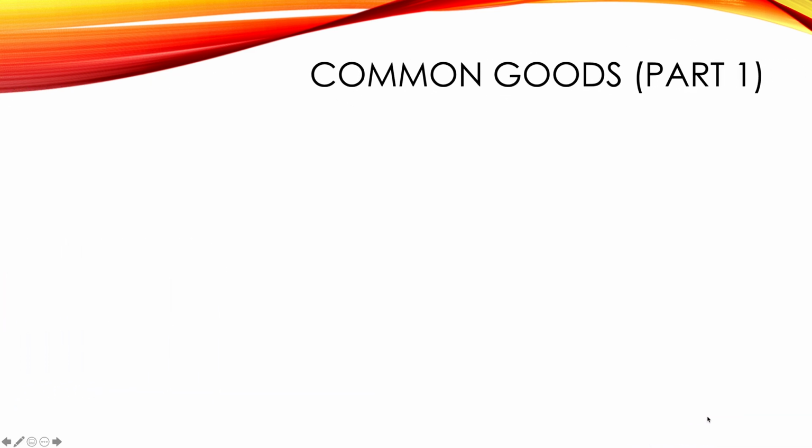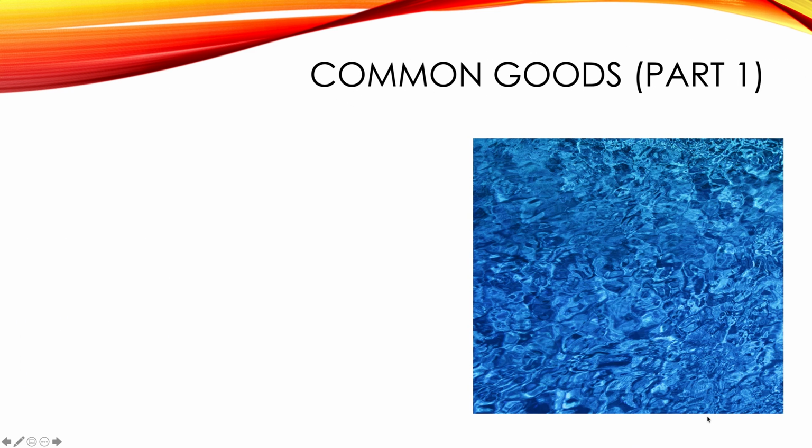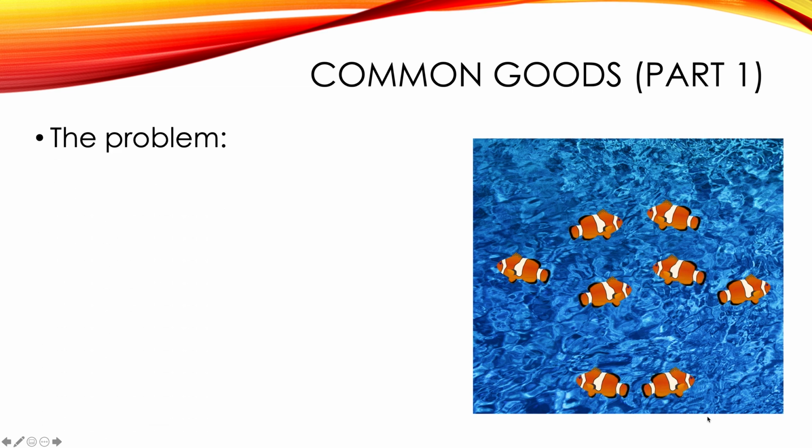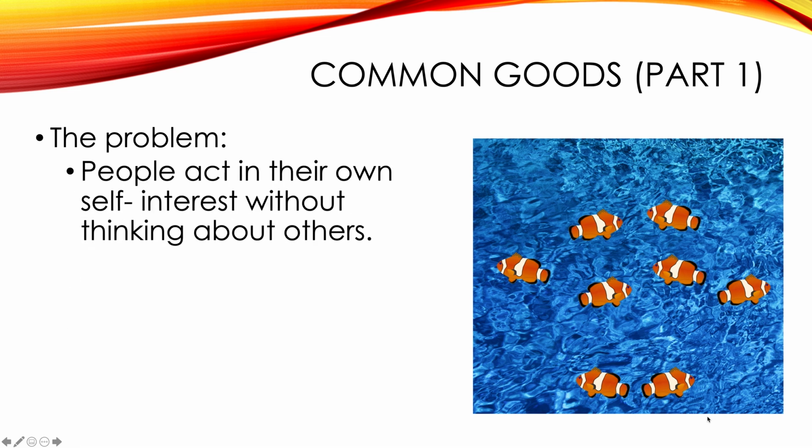Then we get to common goods. So imagine, if you will, we've got a body of water, and in this body of water, we've got fish. Look at them all. Love it. Now, the problem is that essentially everybody's going to act in their own self-interest without thinking about others, right? Adam Smith said this was a good thing.